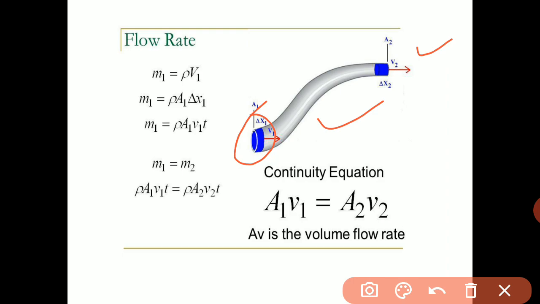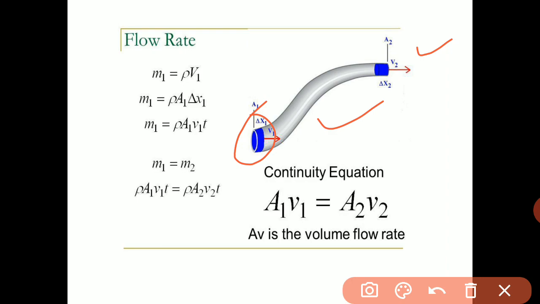So once we reduce the area, we'll get the high velocity. And if the area is larger, then we'll get a steady or low velocity. Velocity is nothing but the flow or outcome of flow with respect to time.